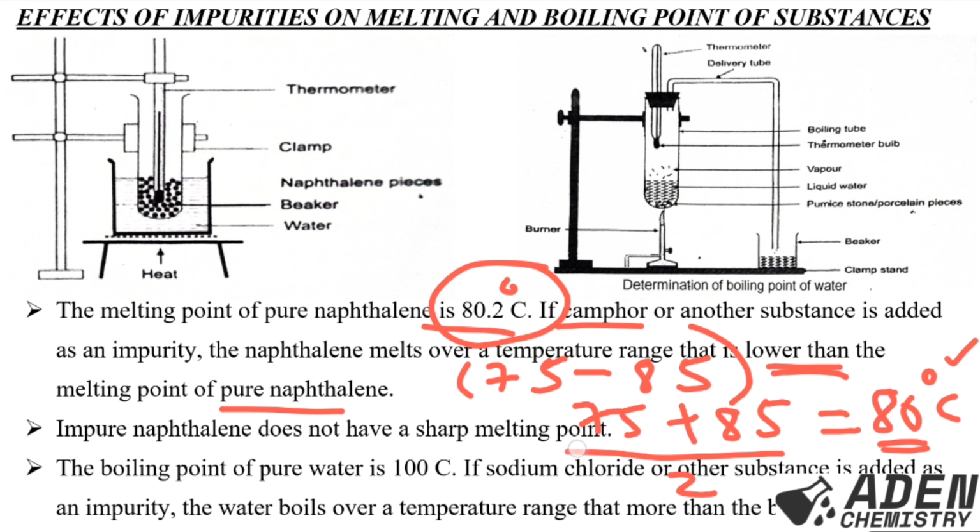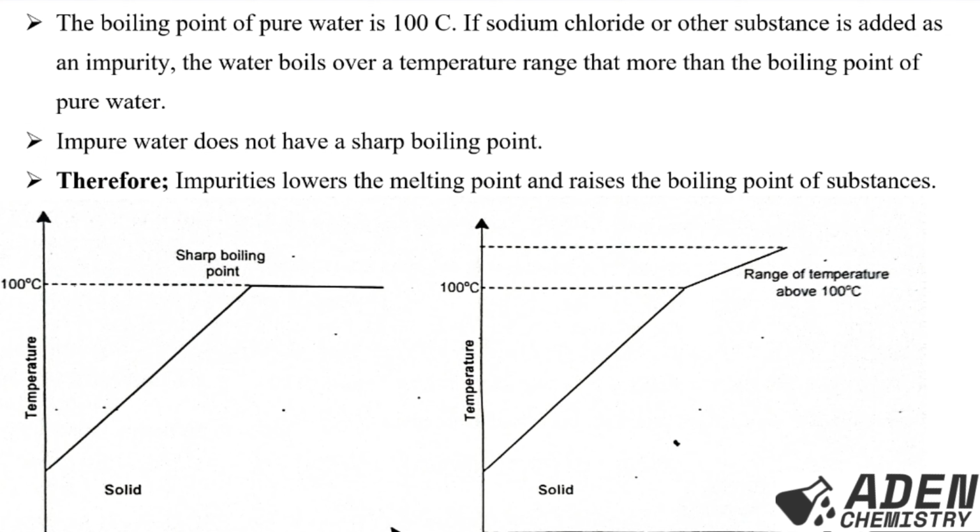Next, we are saying impure naphthalene does not have a sharp melting point, but a pure substance or pure solid will have a sharp melting point. Next, the boiling point of pure water is 100 degrees Celsius. If sodium chloride or another substance is added as an impurity, the water boils over a temperature range that is more than the boiling point of pure water. And impure water does not have a sharp boiling point.